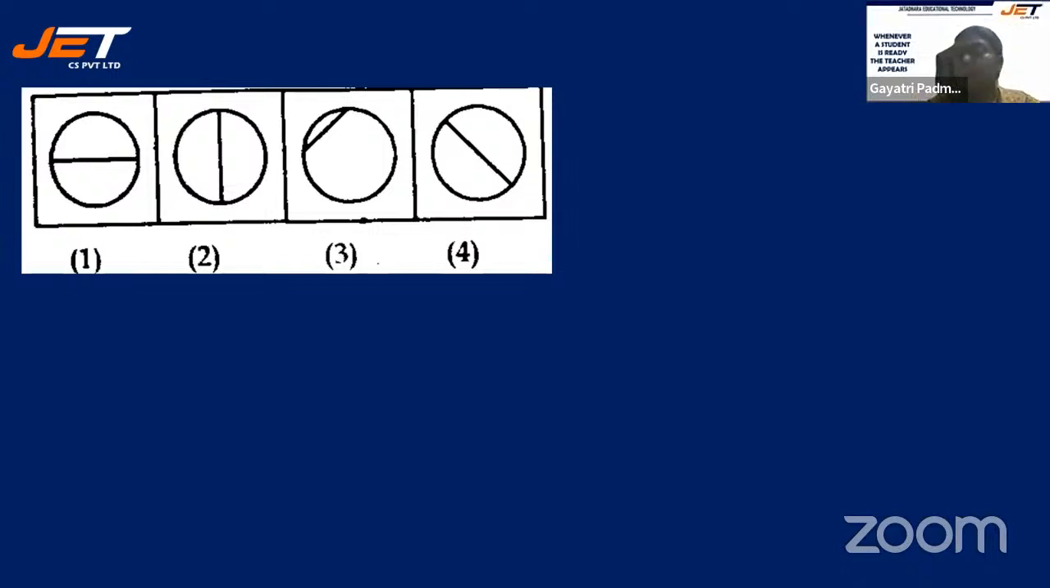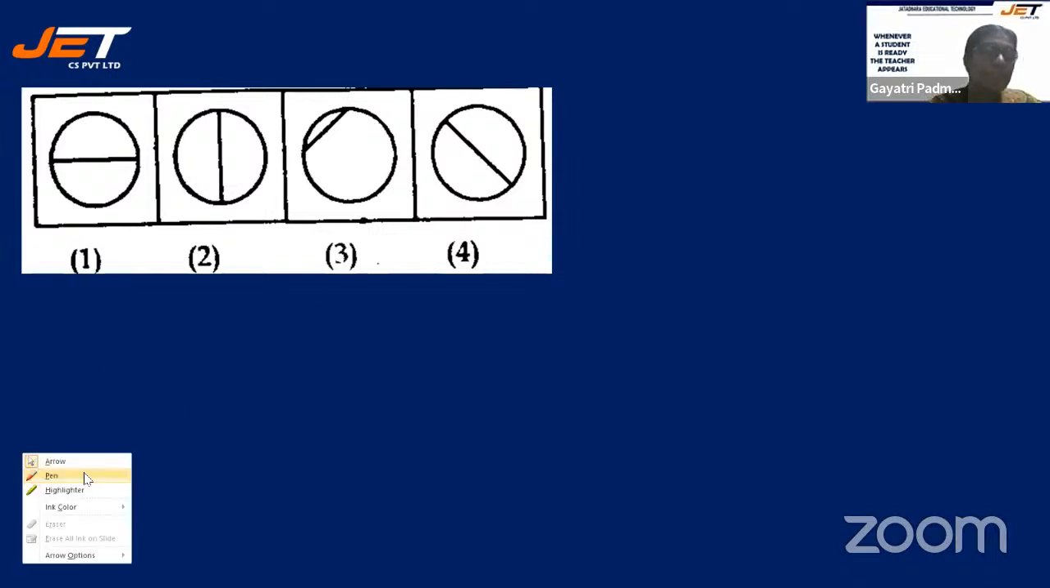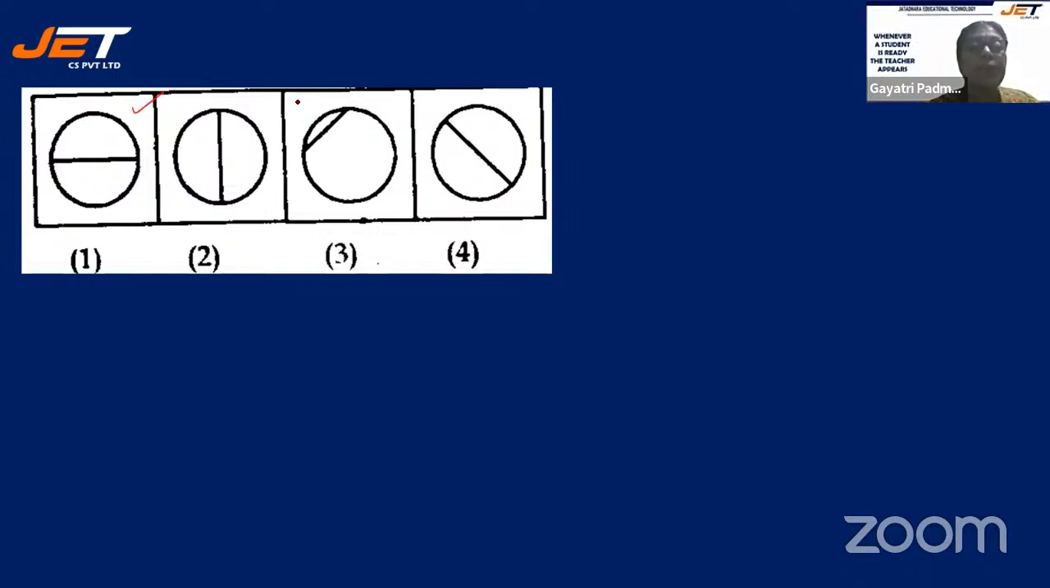So it should be option 3 because it's simple, isn't it? If you see in the first figure, it is exactly divided into half, whether it is vertical or horizontal. The second one is also divided into half exactly, whether it is vertical or horizontal. The fourth is also divided into half, whether it is clockwise moved or anti-clockwise moved. But the third figure is not divided into half. That is why your option 3 is the odd one out.